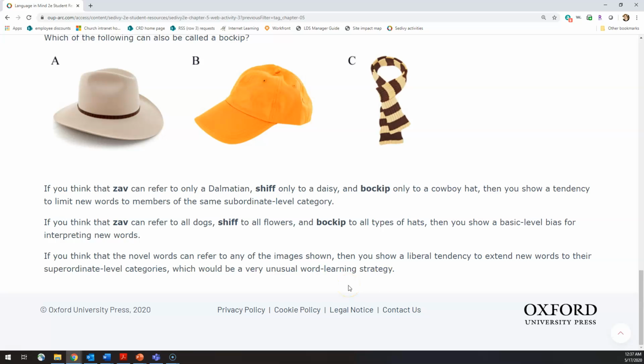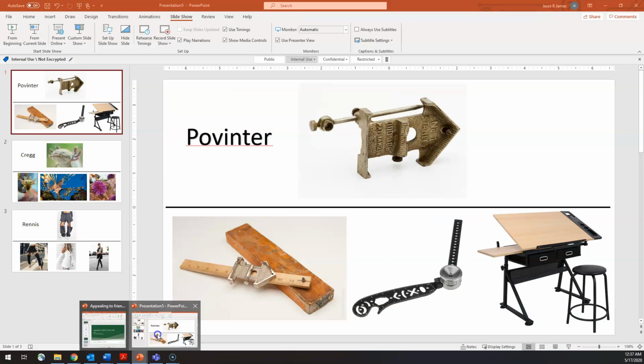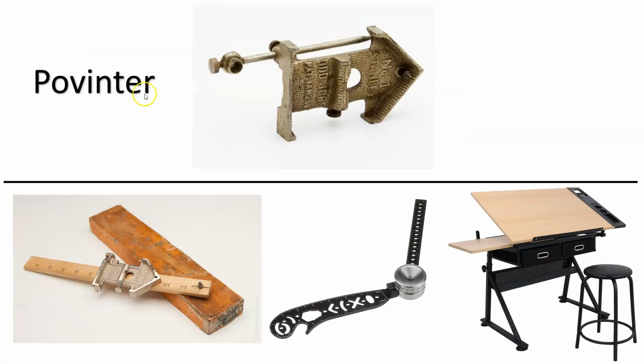Now, I'm not saying that that couldn't be the case, that a word might actually refer to all of those things, but that's not a safe starting assumption. You would have to see many examples of a word used like that in order to extend it that broadly, generally speaking.